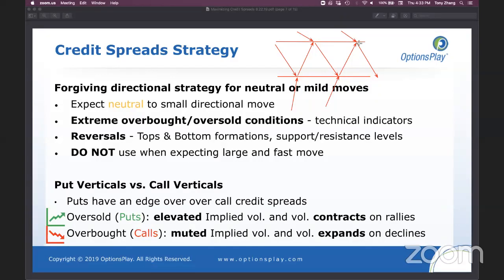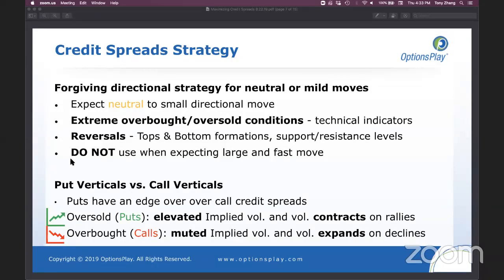So all of these are different ways that you can use technical indicators to determine your timing on entry for these types of trades. And again, I will clarify once again that this is a strategy that you do not want to use when you're expecting a large or fast move. So if you're going into, let's say, a catalyst event. Now, this could be earnings, this could be a product launch, this could be anything that you think can cause a big movement in the stock. Generally speaking, not the best strategy.